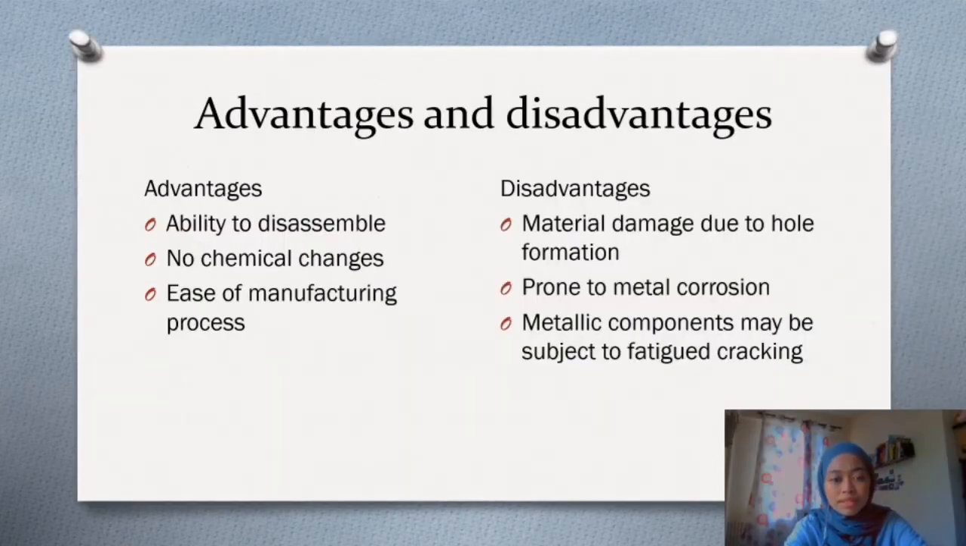Advantages and disadvantages. Advantages: ability to disassemble, as we know pins are not a permanent way to combine metal. No chemical changes, as we only use another metal. Ease of manufacturing process. On the disadvantages side, material damage due to the hole formation, as we need to make a hole in the original metal to fasten two parts of metal. Prone to metal corrosion, and the metallic component may be subject to fretting cracking.